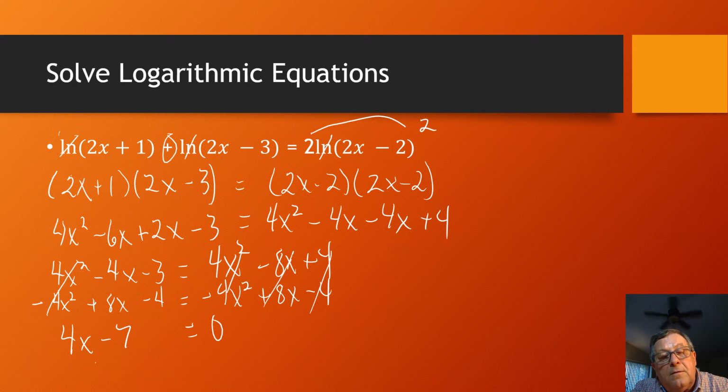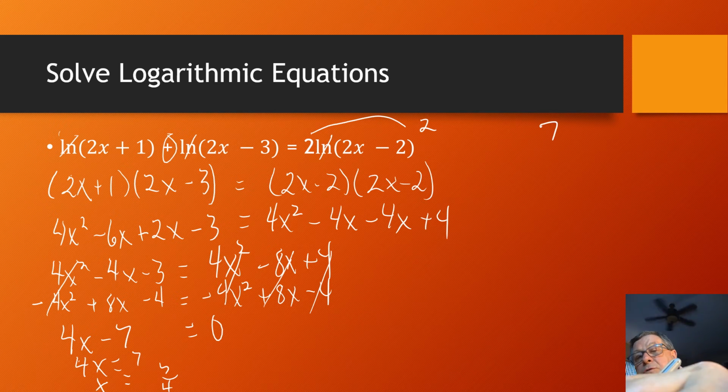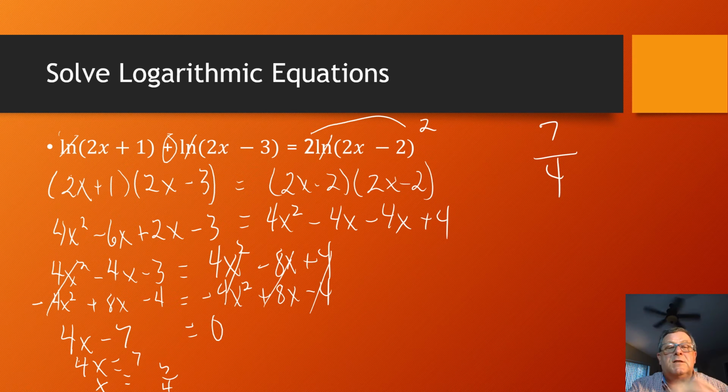Let's add 7 to both sides. So now we got 4x equals 7. And let's divide by 4. And so x is going to equal 7 over 4. So our solution here is 7 over 4. And that deserves a Shazam.